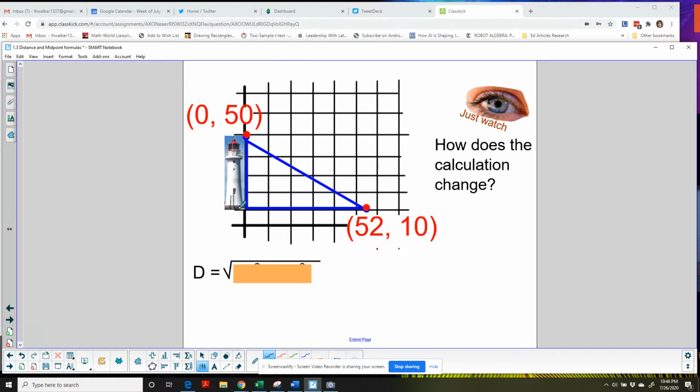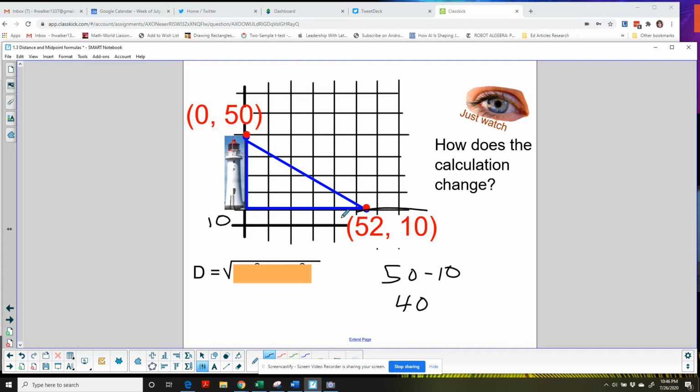Now, in this case, you can see I've raised the lighthouse up 10 units, so it's not sitting at the origin. So how do you find the length here? If this is 0, 50, and this is 10, well, remember how you find the length. It's going to be 50 minus 10 to get that same length of 40.